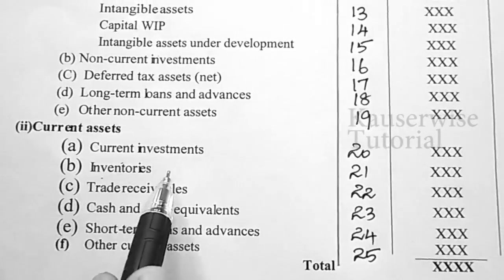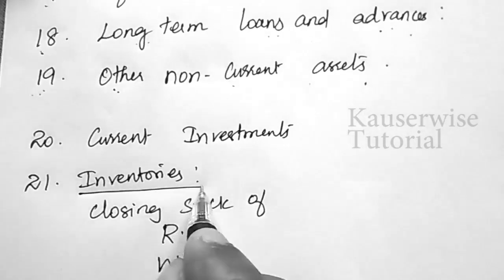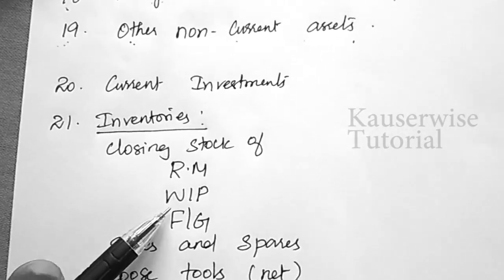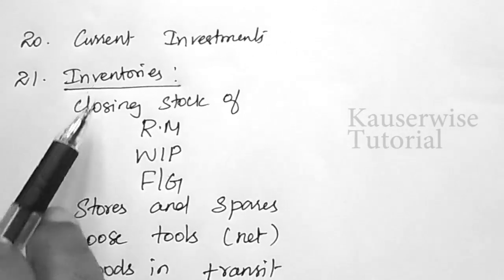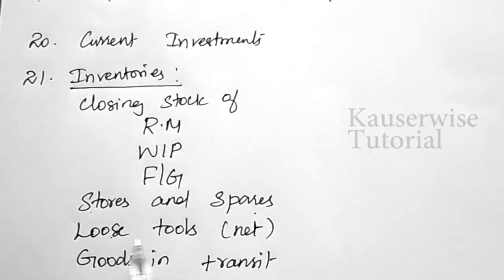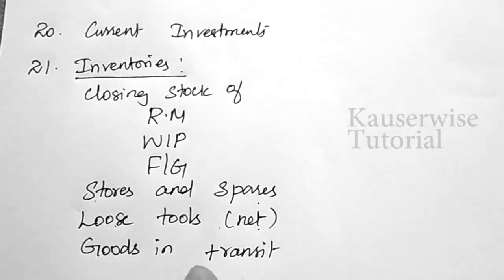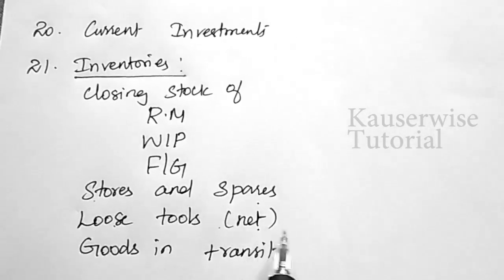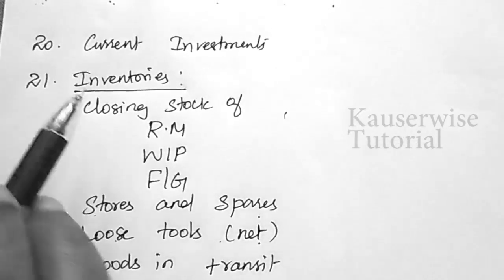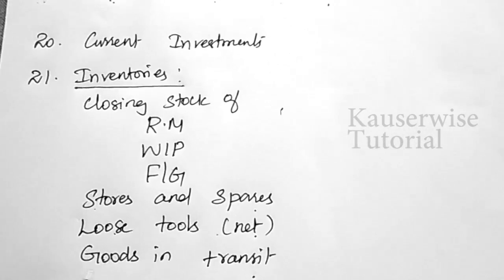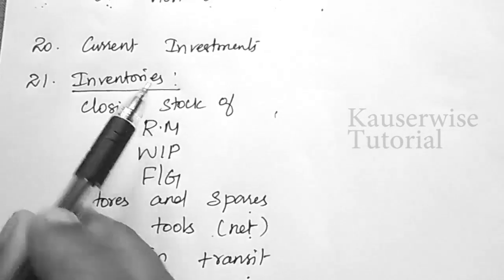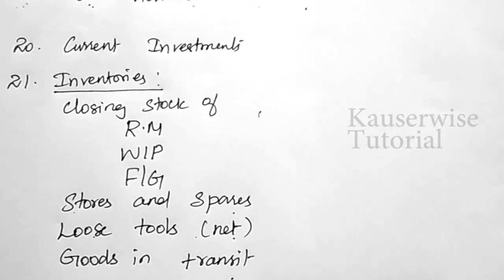Next one is inventories. Working note number 21 is inventories. Inventories are classified into three categories now, that is raw material, work in progress or finished goods. If you find any closing stock, enter here. And stores and spares, loose tools net. So after finding the difference, that is depreciation, the net amount will be recorded here, and goods in transit. So these are the different components of inventories. So goods can be in transit. Okay, so these things will be recorded under the heading of inventories. The final total amount will be recorded in balance sheet.